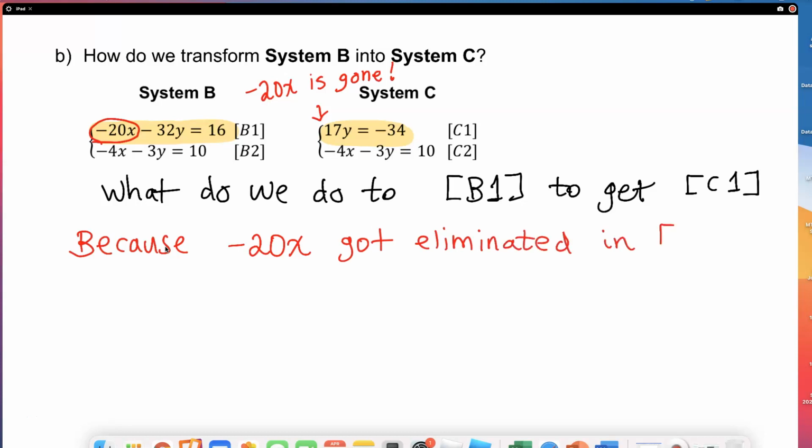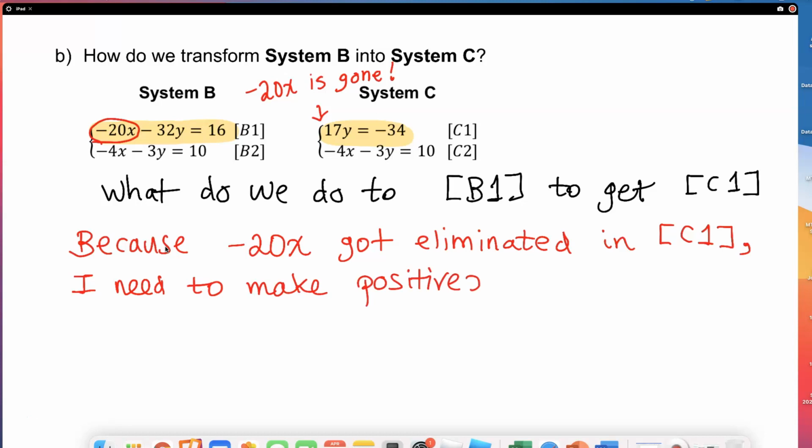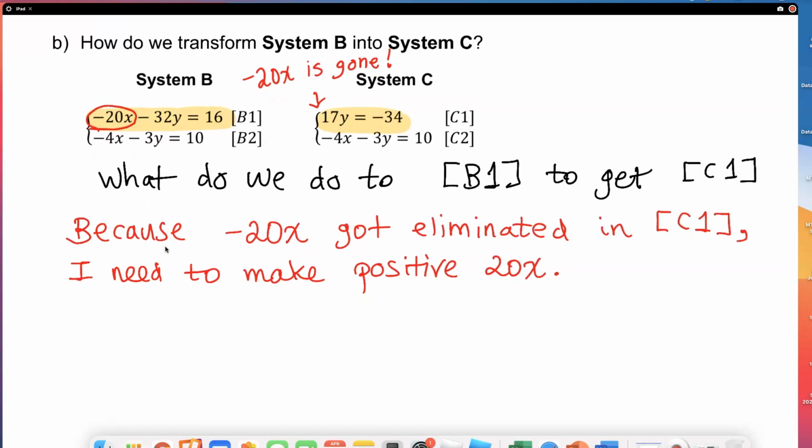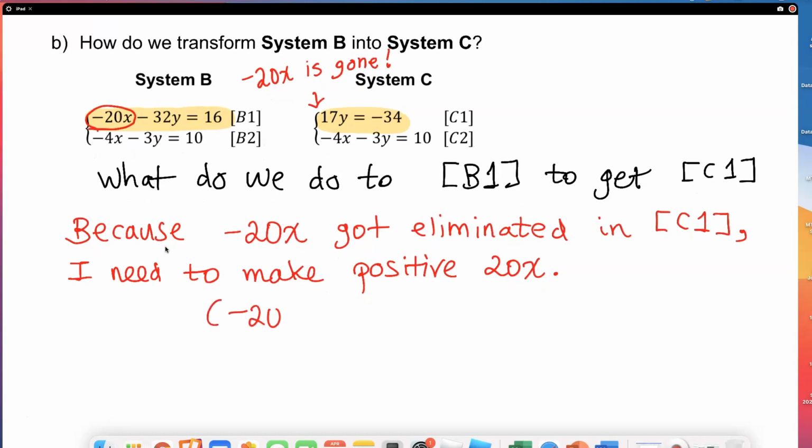In C1, I need to make positive 20x. Okay, why? Because negative 20x plus positive 20x is 0. Because of that, we need the opposite of negative 20x. To eliminate something, remember from our systems lesson, we need to make the opposite.